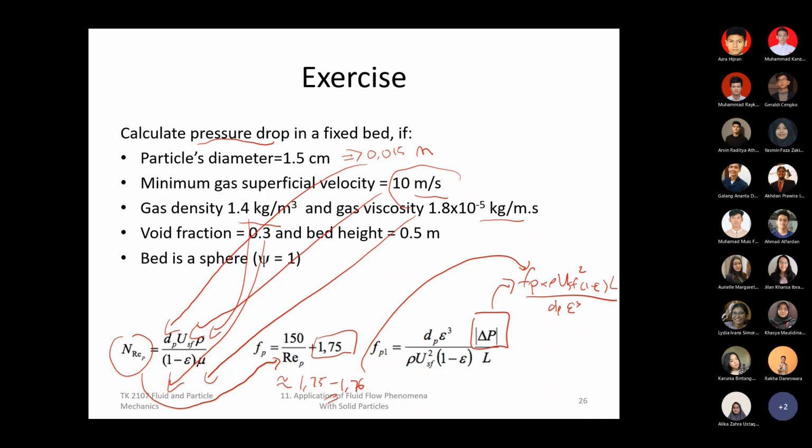No, sir. Yeah, okay. So in terms of the number, I think this should give you a relatively large pressure drop. Okay, why? Because this is turbulent, so the FP is quite high and so on. So I think it would be in the order of 200,000 Pascal something, which is equal to around 2 bar. Okay, so that can be considered as a large pressure drop in a fixed bed.